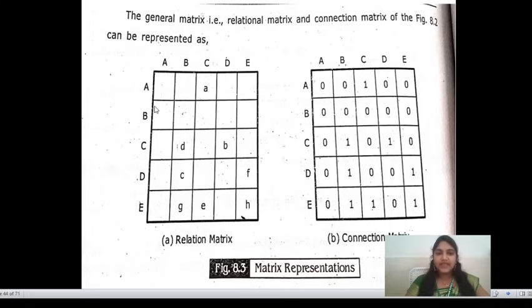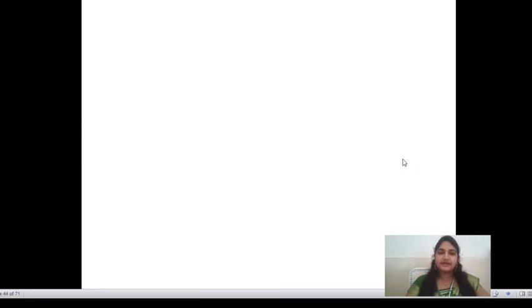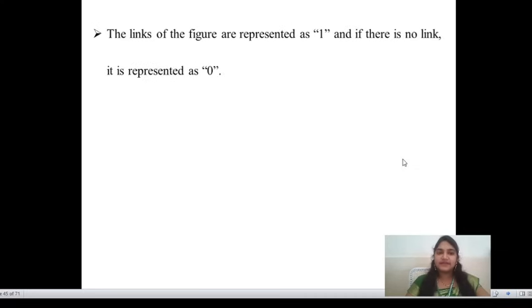In the flow graph, from capital A to capital C, the connection is A. From capital C to capital B, the connection is D. And from capital C to capital D, the connection is B. Then this defines the matrix, and wherever a link is present, that link is given the binary value 1. Rest of all are 0. So that is the relation matrix and connection matrix.